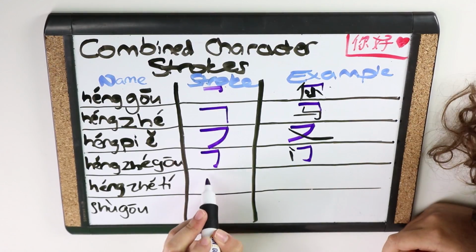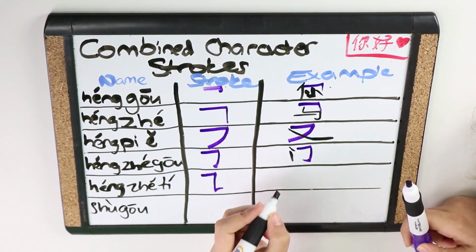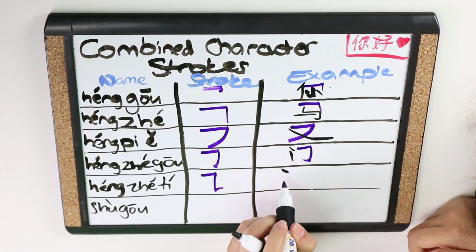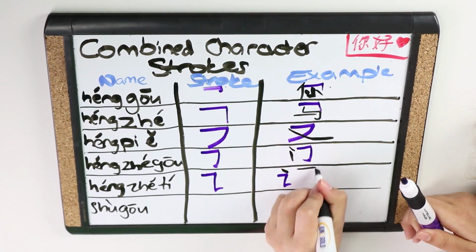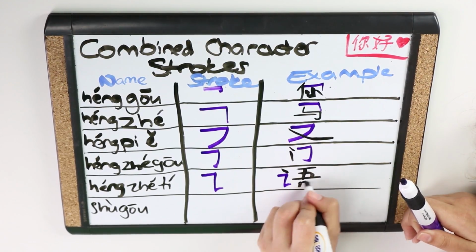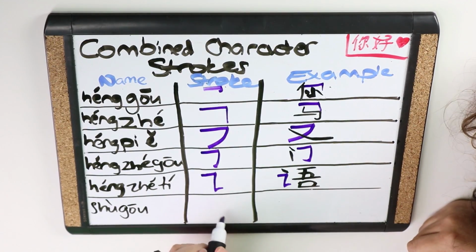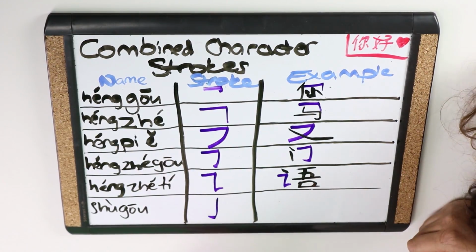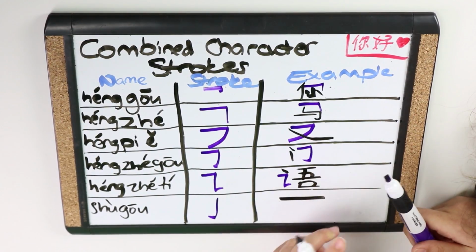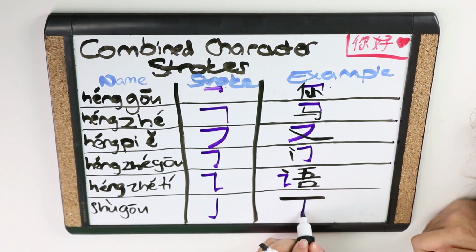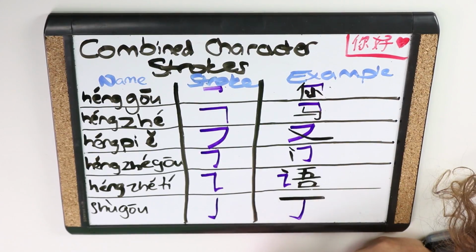Next we have héng zhé tí. It would be used in a character like this. And in our last one we have shù gōu. That would be used in a character such as this one. Those are all of our combined character strokes.